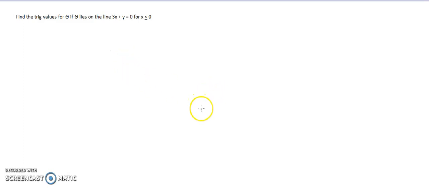Okay, so now we're going to try another similar problem, but this time instead of being given a point, we're told that theta lies on the line 3x plus y equals 0 for x values less than 0. Okay, so we could graph this line, and we've got to pay attention to this restriction right here because we don't want the whole line. We have to have just the terminal side of theta, so it's only going to be on one half of the line. We're going to have negative x values.